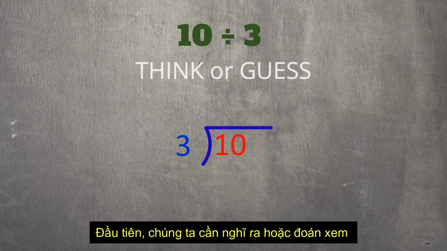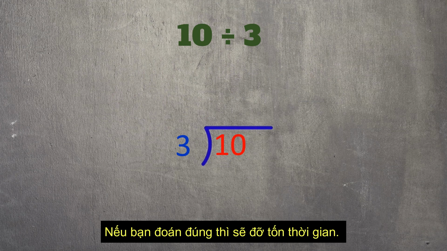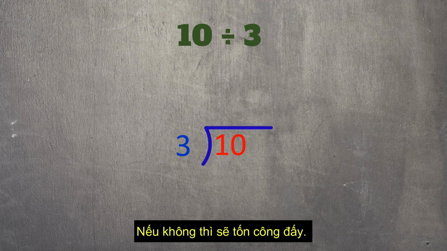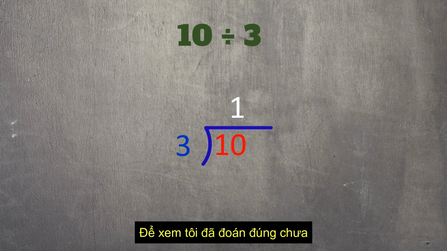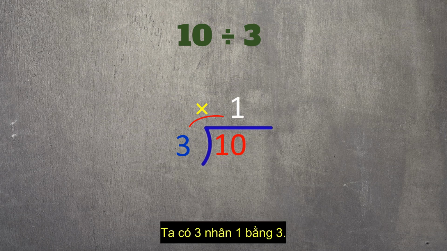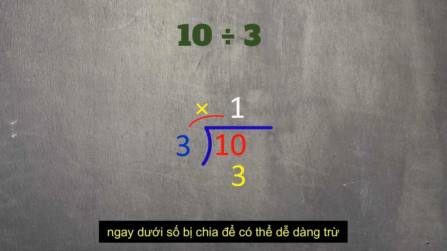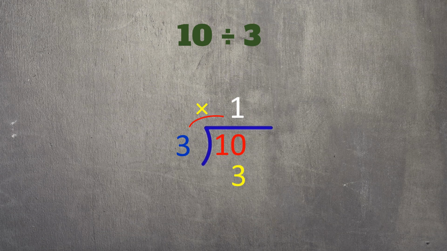The first step, we have to think or guess how many times of 3 can make 10 or almost 10. If you guess correctly, much time will be saved. If not, you have to make more effort. Now I guess 1. To check if I guess correctly, I multiply the divisor 3 by 1. We got 3 times 1 equals 3. I write this answer here right under the dividend to easily subtract to see how big the remainder is.